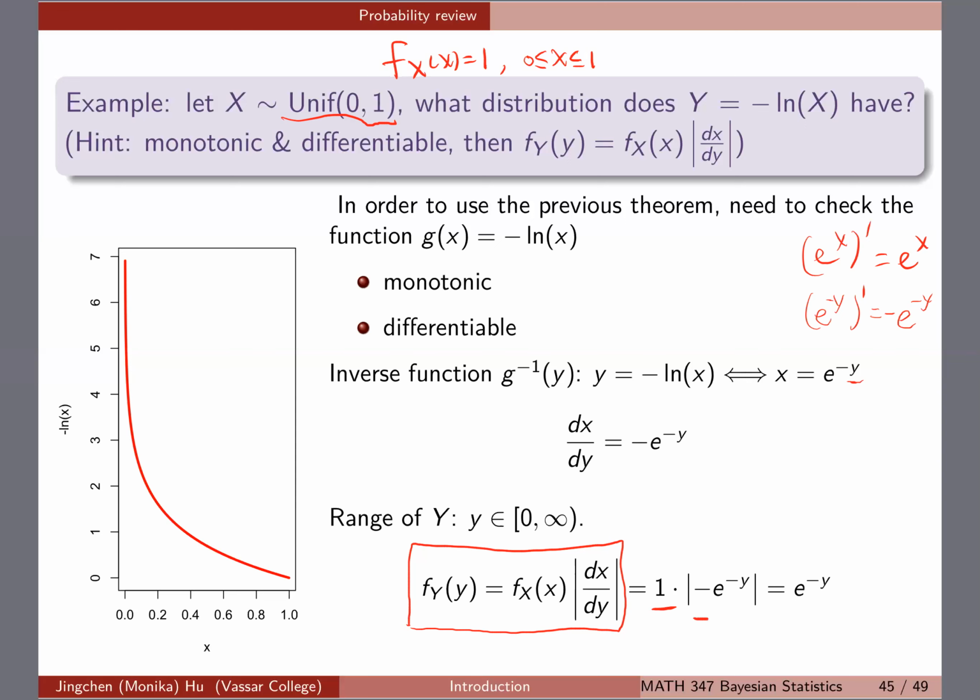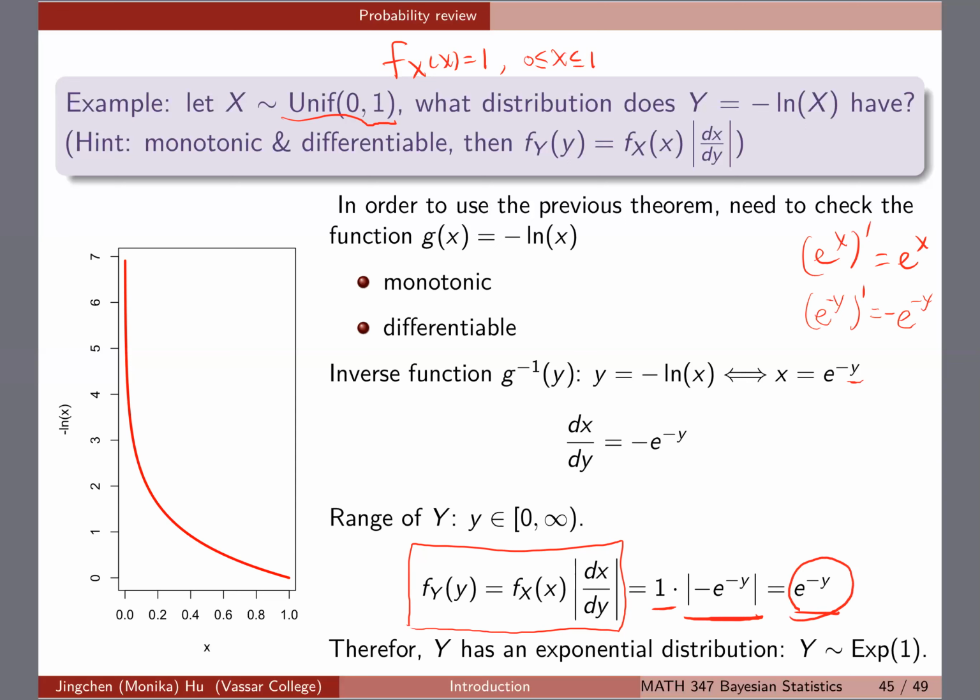And then also, we have to take the absolute value of dx over dy, and then that becomes e to the power of negative y. Okay? You probably don't know about this distribution yet, but later in the semester we're going to cover it. If you have a density f of y equal to e to the negative y, then it is an exponential distribution with parameter 1. So just so you know, it's an exponential distribution.